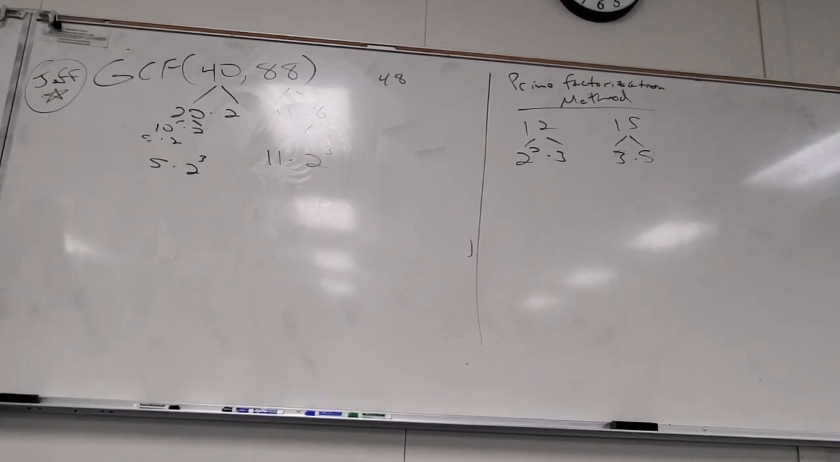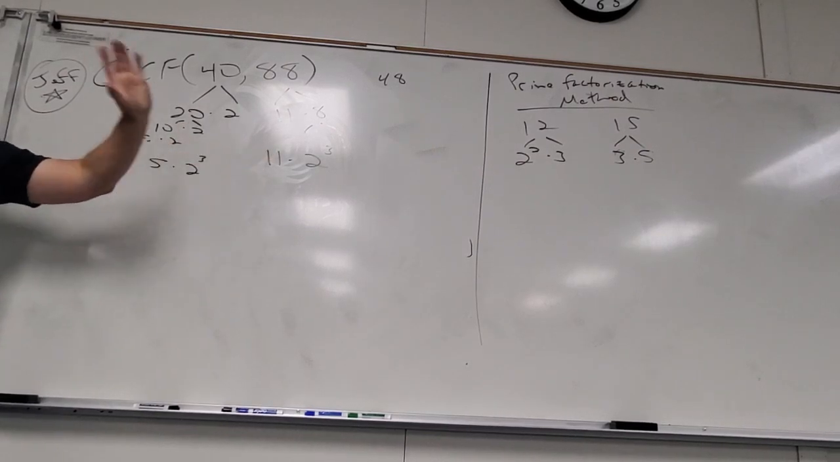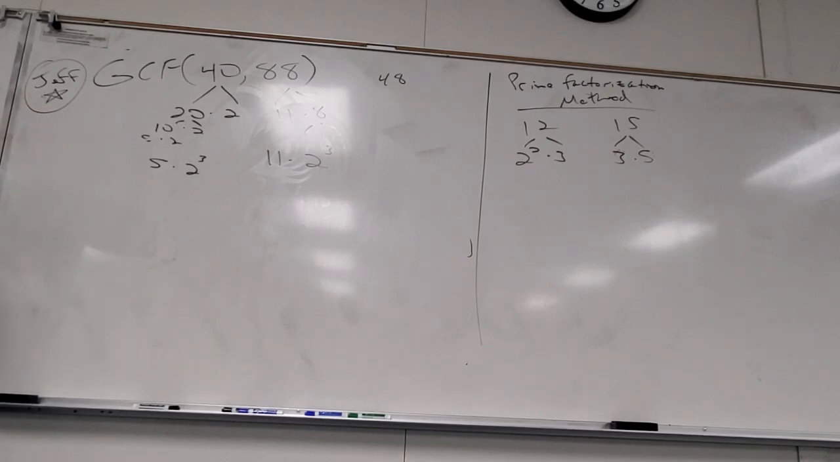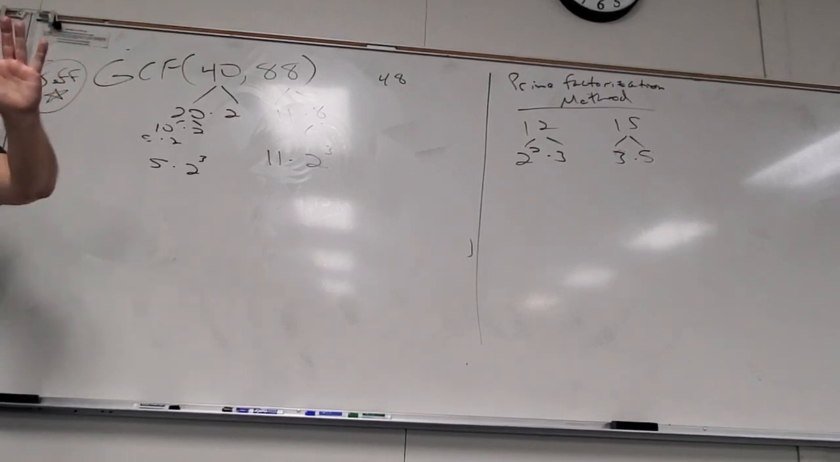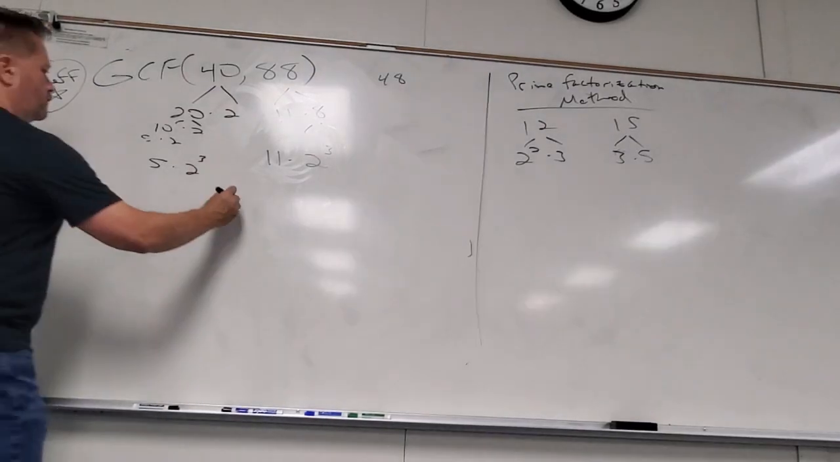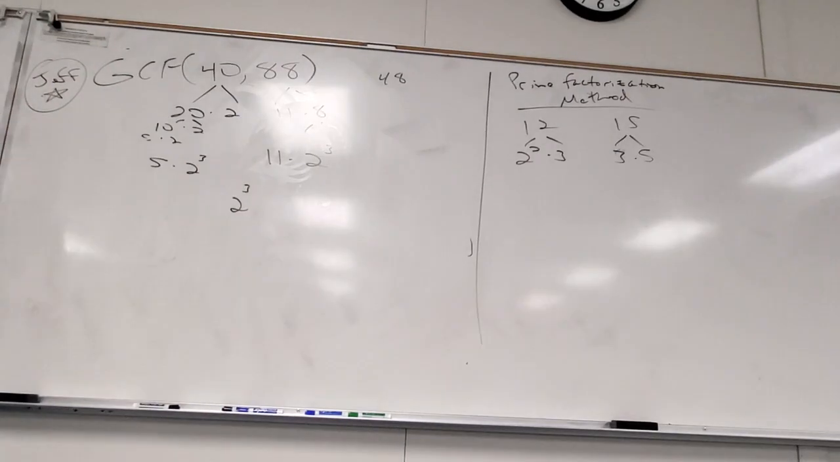So this one is really obvious what the GCF is, correct? What's the GCF? 2 to the third, right? So it's got to be the highest part that's in both. You guys with me? Okay. So this one I have 2 cubed. And sure enough, 8 is a factor of 48, right?